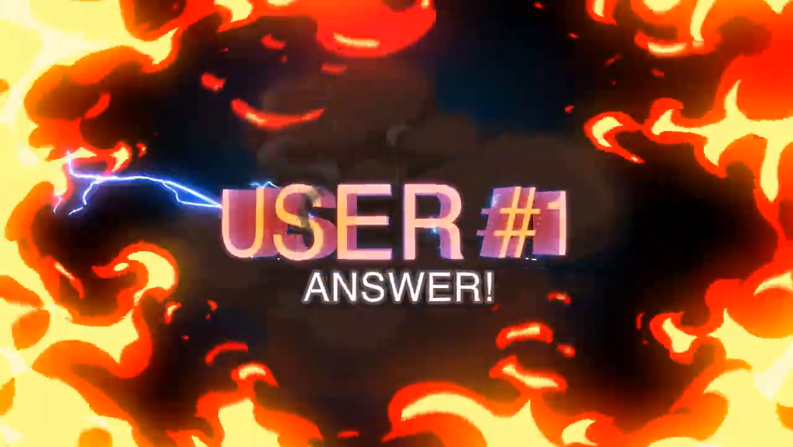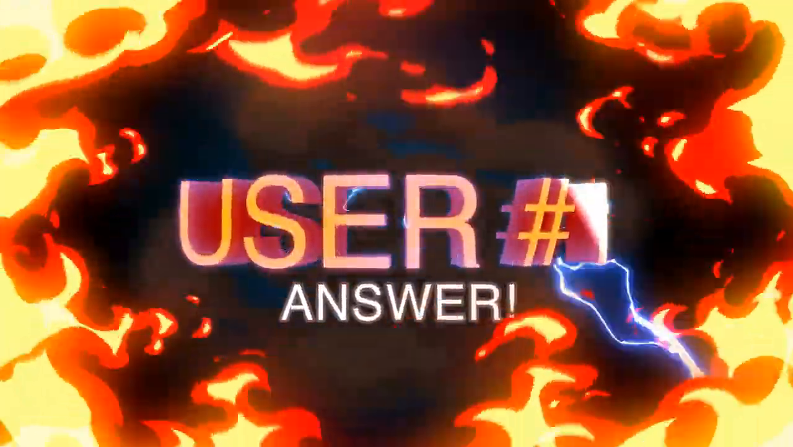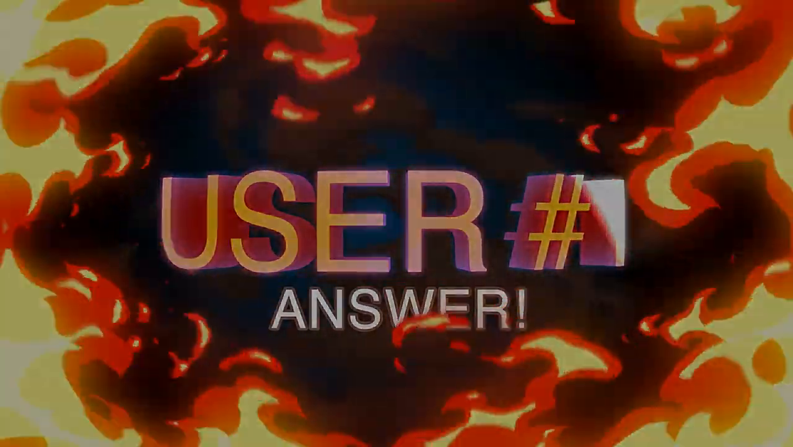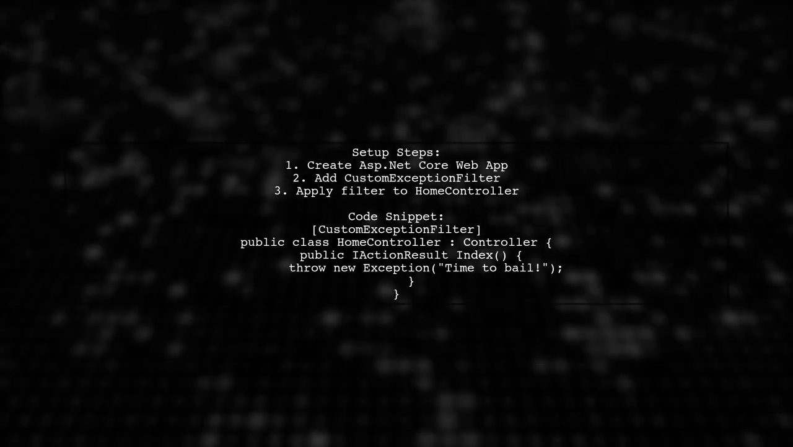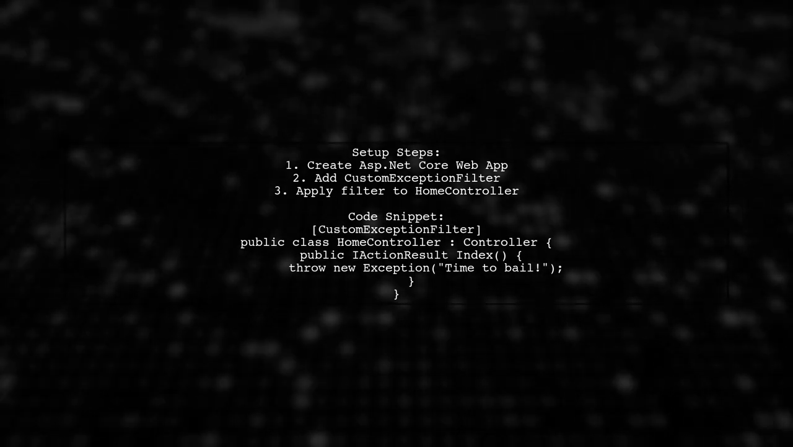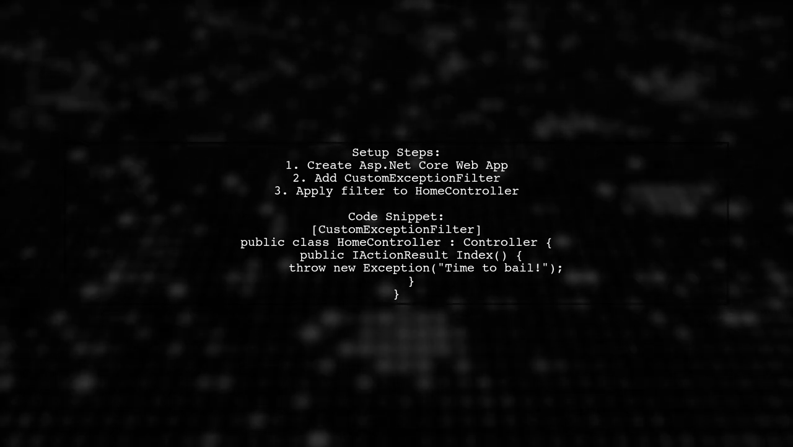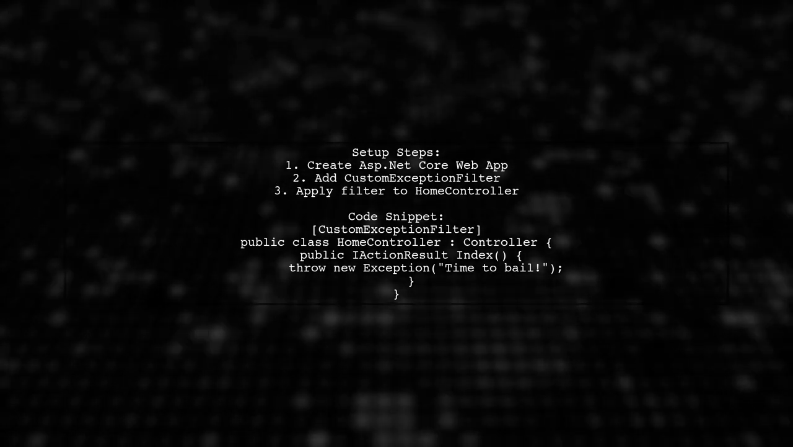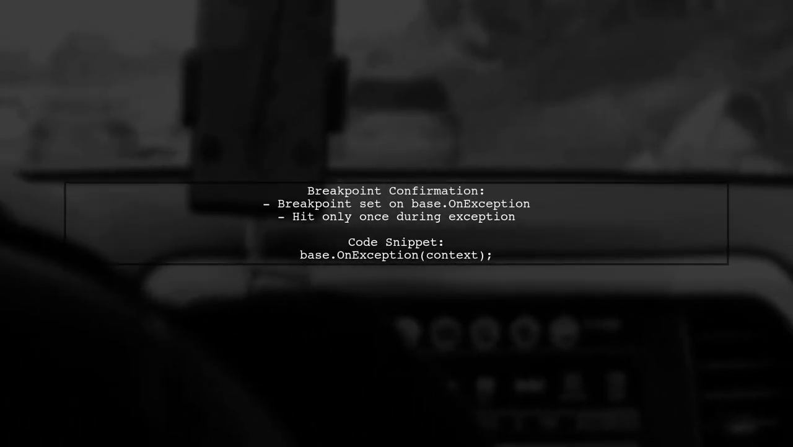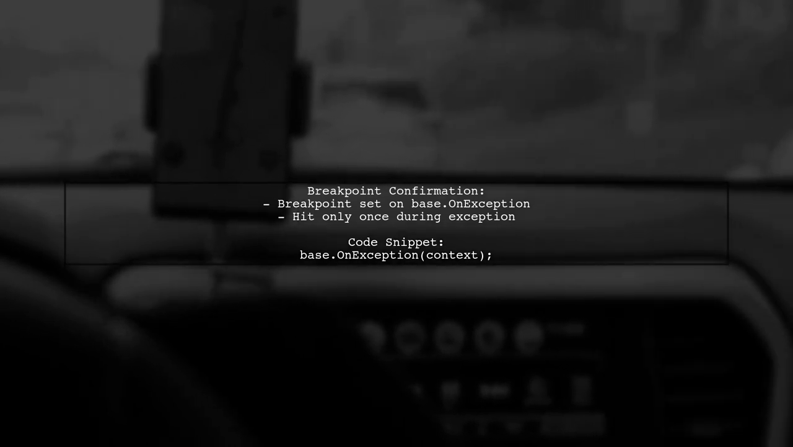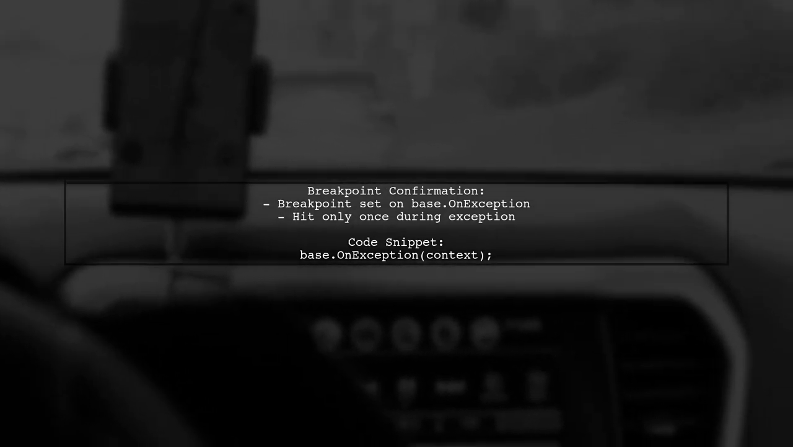Let's now look at a user-suggested answer. In this example, a user created an ASP.NET Core web application and added a custom exception filter. They applied the filter to the home controller and threw an exception in the index method. They set a breakpoint in the custom filter's onException method and confirmed that it was hit only once when the exception was thrown. This indicates the expected behavior.